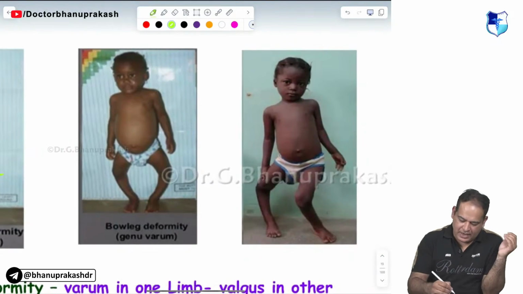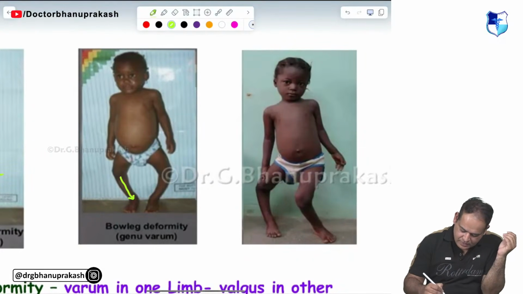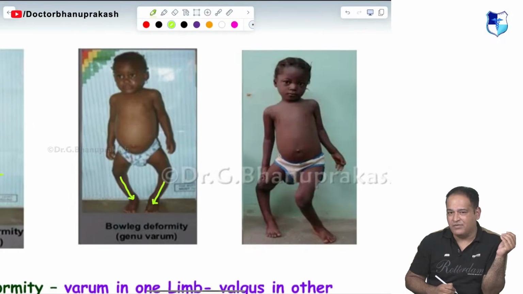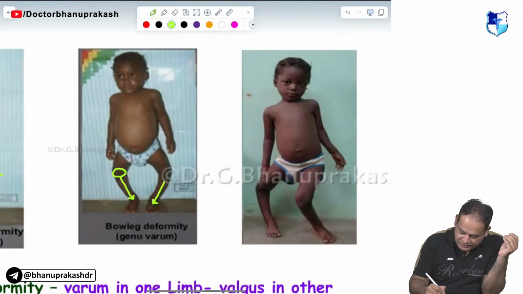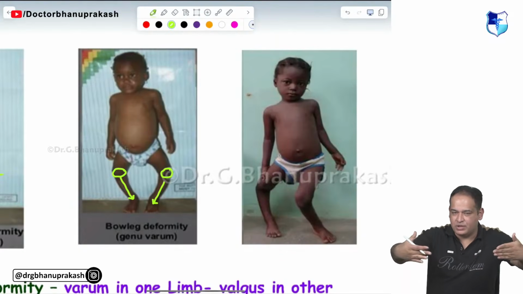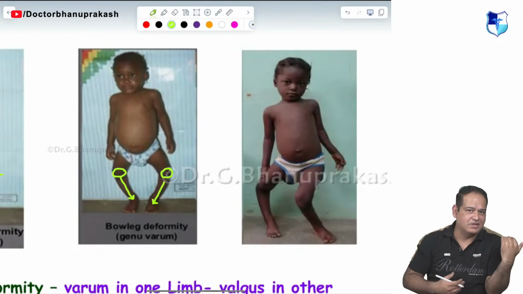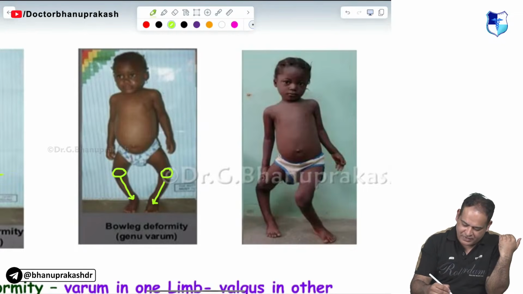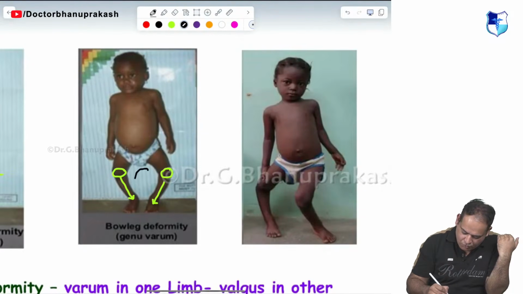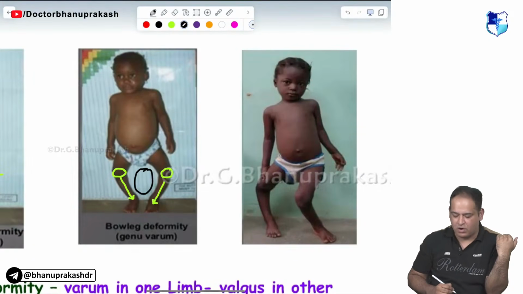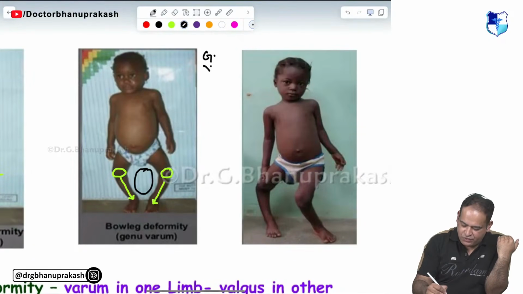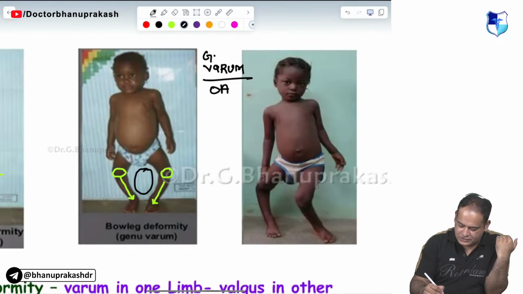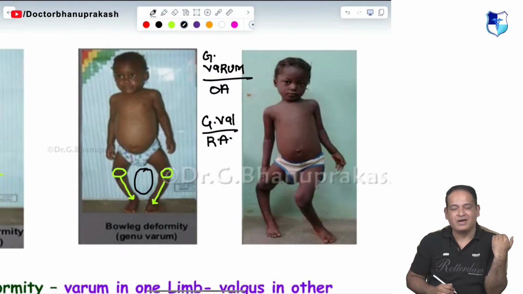And here, now you see, again, the feet are going inward. The part of the body distal to the knees, what is it? The feet. And they are going inward. So now your patient is developing genu varum. And if you see correctly, there is an O forming. So it is said that genu varum is common in osteoarthritis, and genu valgum is common in rheumatoid arthritis.